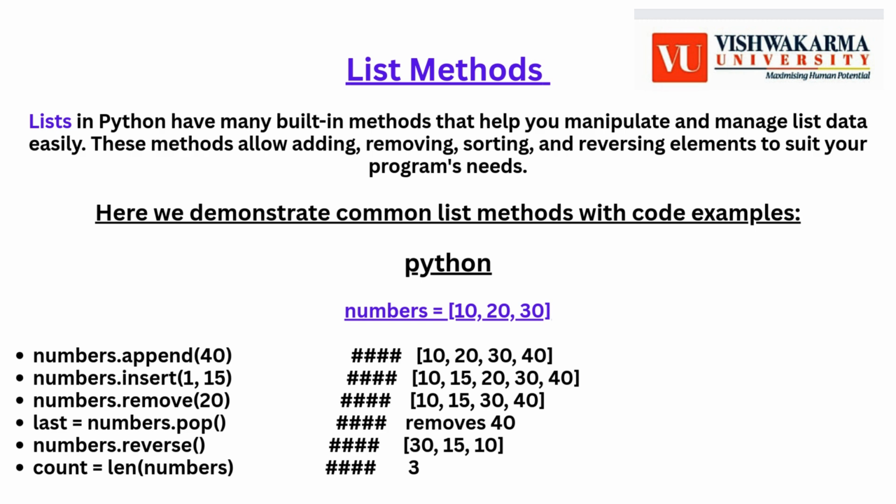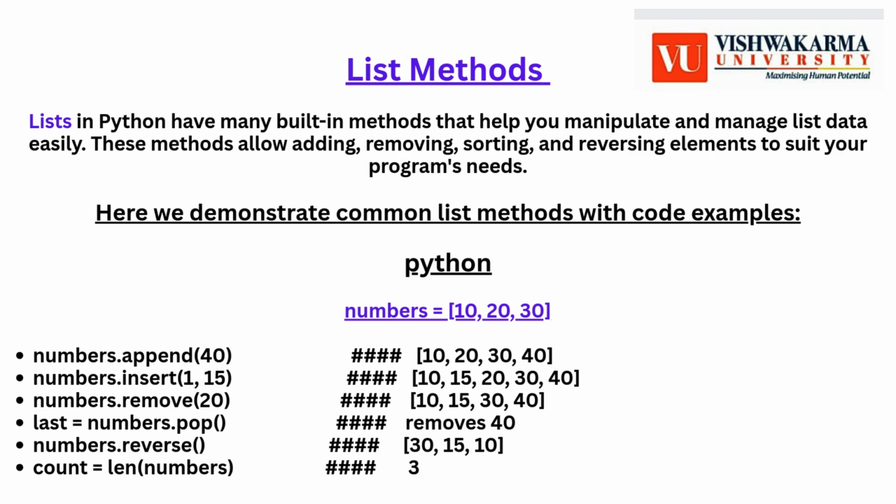And another is numbers.reverse. Why are we using reverse? Reverse is usually used when we want to put numbers in descending order. The list we had after removal was 10, 15, 30, 40. So we get a reversed list, which will be 40, 30, 15, 10. So this was the reversed list.